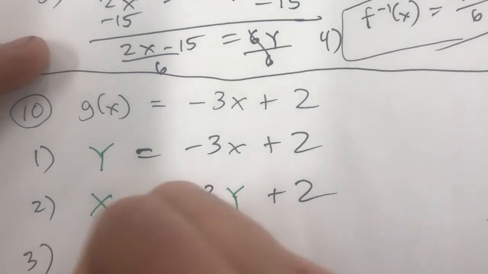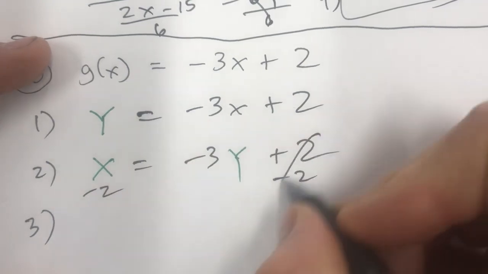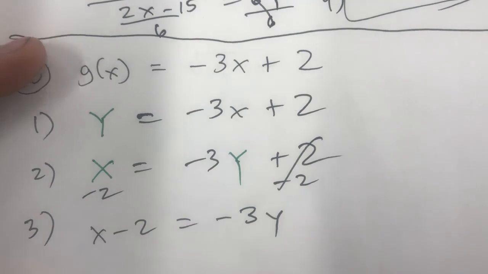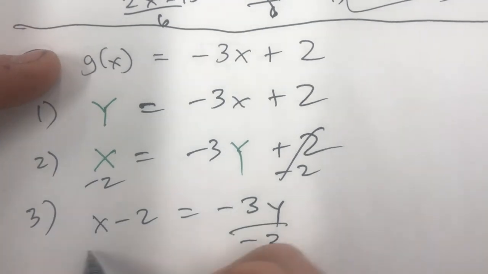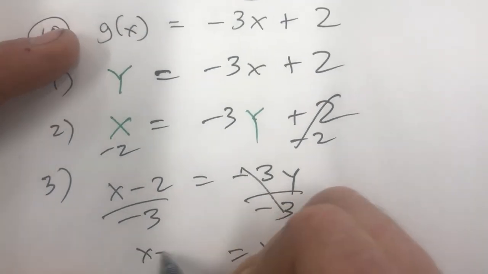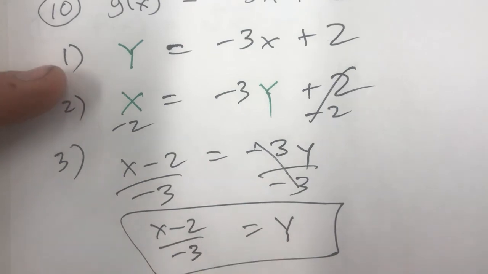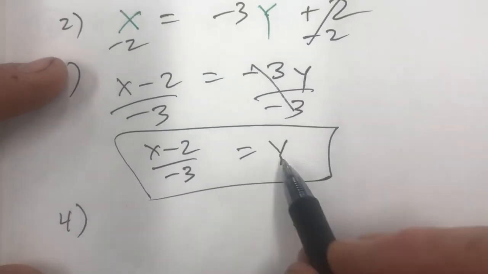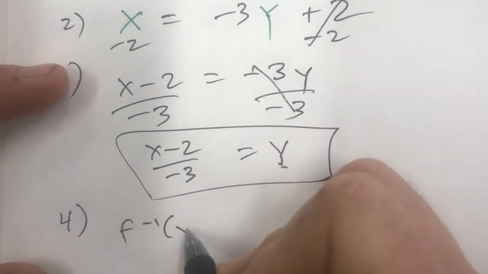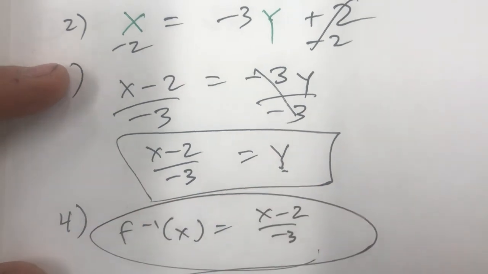Now step 3, I'm going to solve for y here, which means I'm going to minus 2 on both sides. That cancels. And then I just divide by negative 3. This will cancel off. And I got x minus 2 all divided by negative 3. And there you go, there's what y is. So step 4, I got to change it to f inverse of x. So f inverse of x equals x minus 2 all divided by negative 3. And there you go, there's my answer.